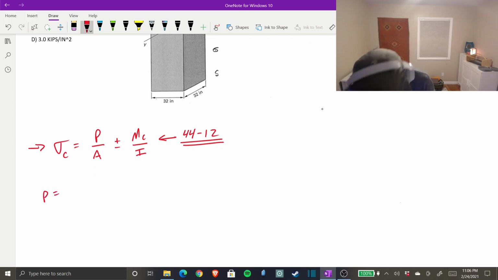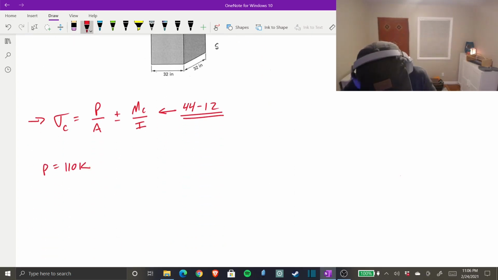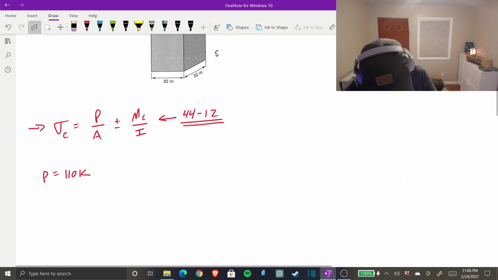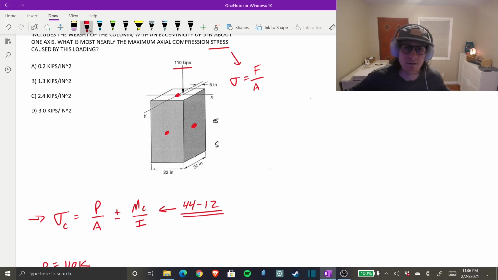What is P? P is just your force, so that's easy. P is 110 kips, and if we look at our units, kips and inches squared, so we know we can remain in kips, so that's fine. Area. What area? What are we talking? Are we talking this surface? Are we talking about the length of the column? What area do we want?